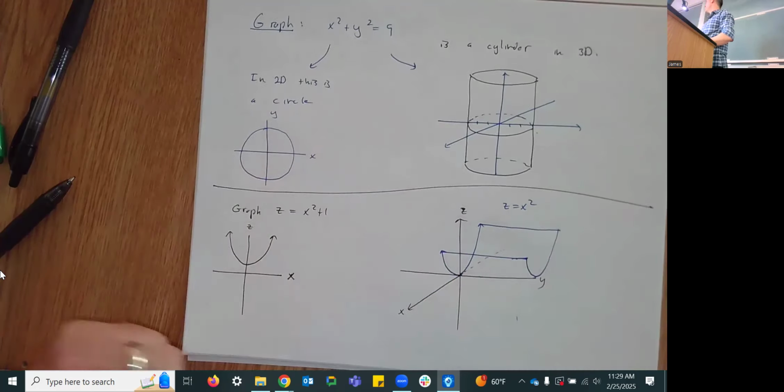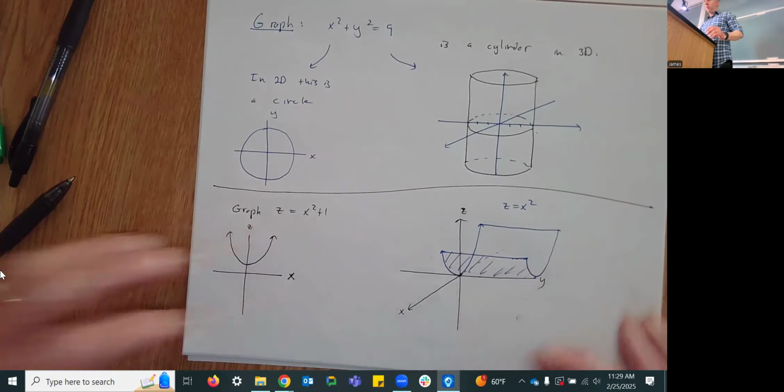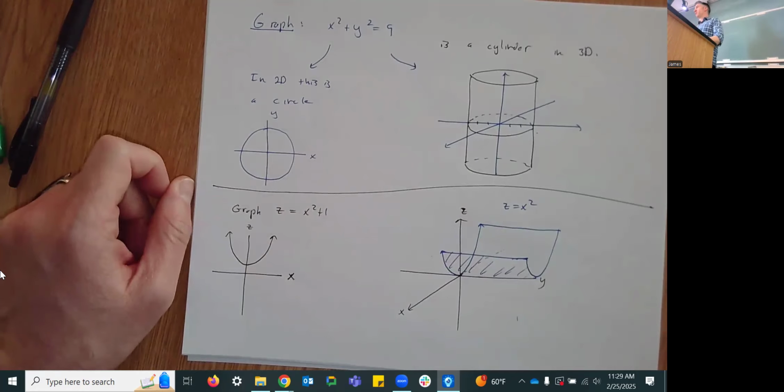That's pretty good. What we have here is a surface that kind of looks like you've just taken it. In fact, it kind of looks exactly like this. Right, there's your surface. And what do we call that? We call that a parabolic cylinder.